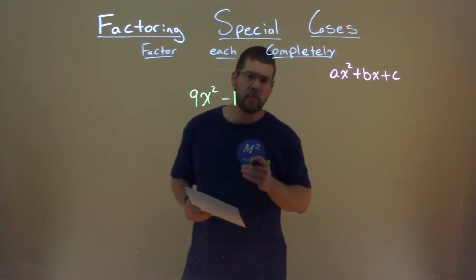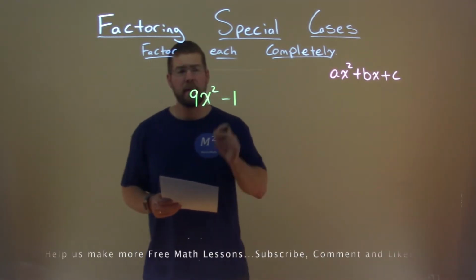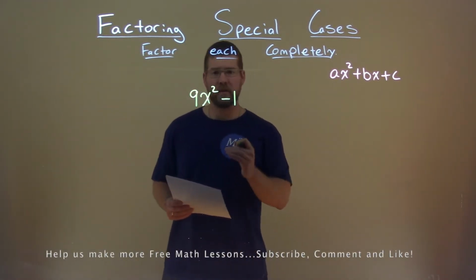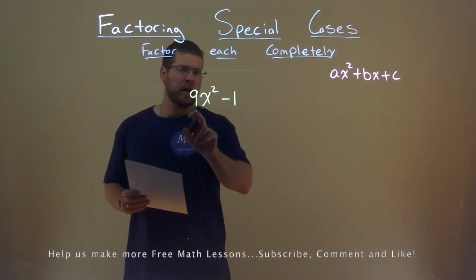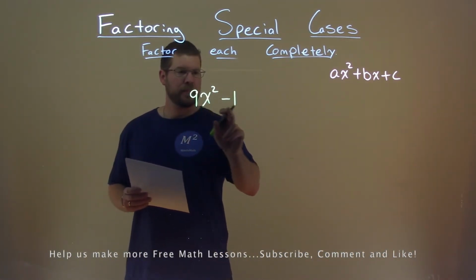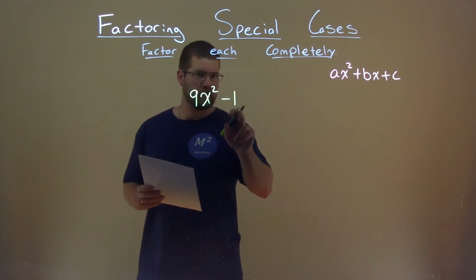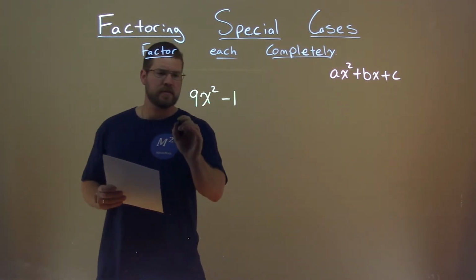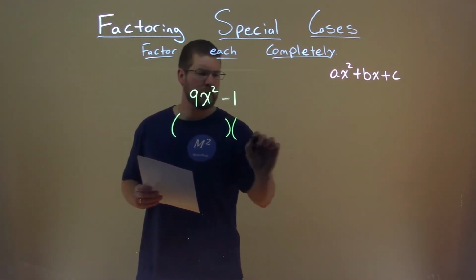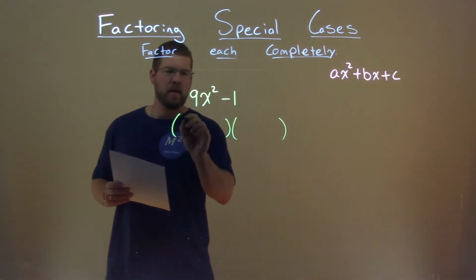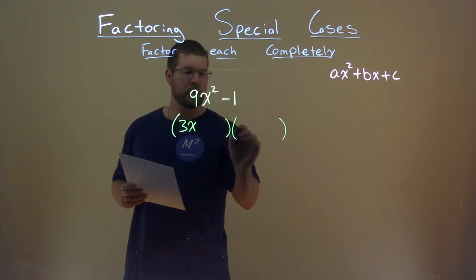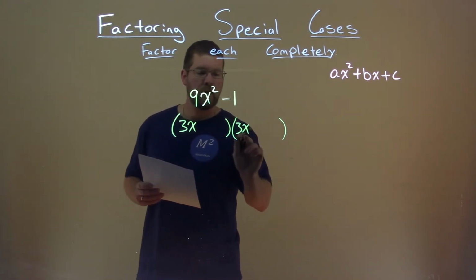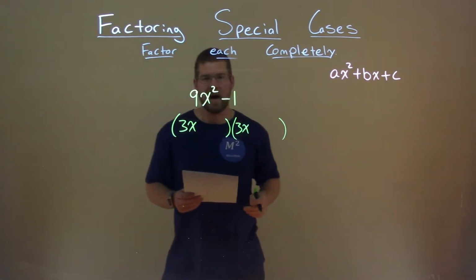We're given this problem right here, 9x squared minus 1, and we need to factor this completely. Well, what do we notice? Our 9, our a value, is a perfect square. So is our 1 a perfect square as well. So watch this. We can write this. We know it has to be in some form like that. Square root of 9 is 3. Square root of x squared is x. Put that here. 3x times 3x gives me 9x squared.